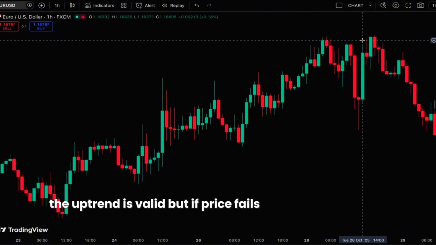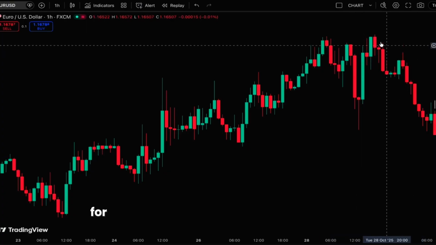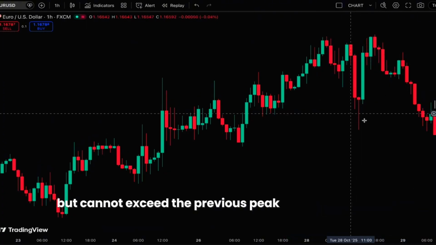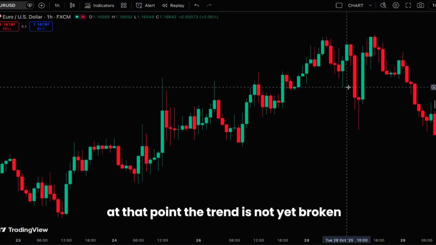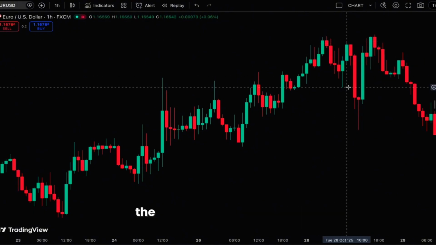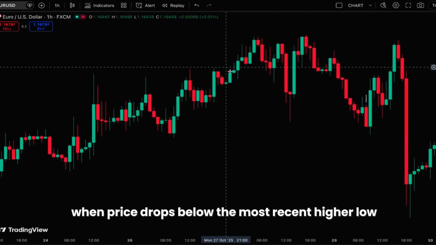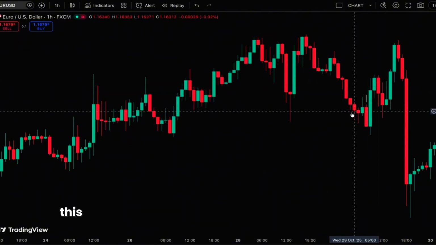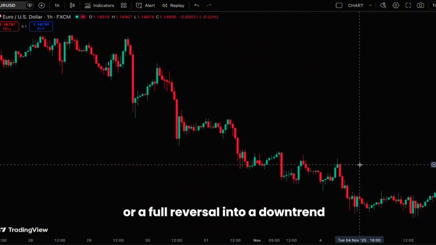But if price fails to create a new higher high, it can signal that the trend is weakening. For instance, if price attempts to move higher but cannot exceed the previous peak and then starts to fall, this suggests a loss of strength. At that point, the trend is not yet broken, but there is a warning sign. The structure officially breaks when price drops below the most recent higher low. Once that happens, the uptrend structure is no longer valid. This increases the likelihood of either a sideways range or a full reversal into a downtrend.